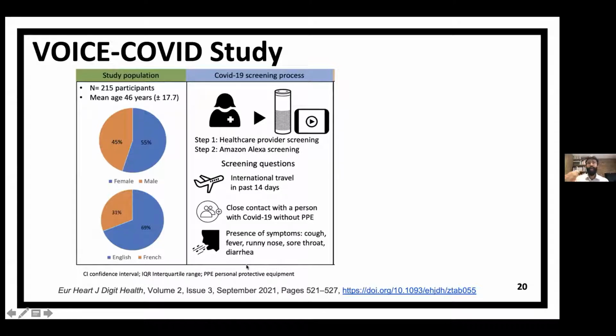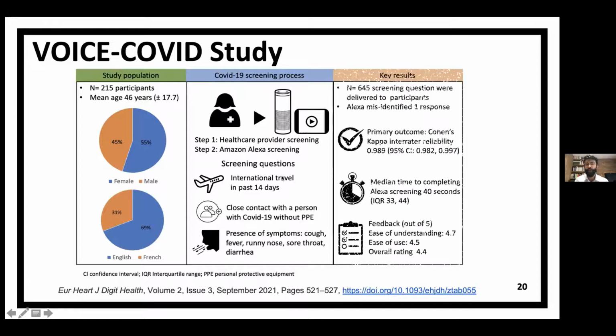We were not analyzing their voice. We were not checking whether their voice signature looked like they had COVID or not. That's not what we were doing. This is more looking at the screening process. Overall, 645 screening questions were delivered. The Alexa misidentified only one response. The primary outcome, Cohen's Kappa inter-rater reliability, demonstrated a Kappa of 0.989, so very, very accurate.